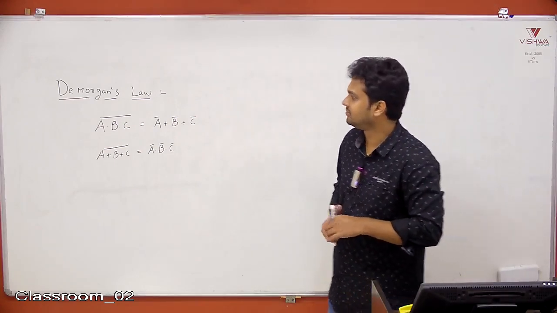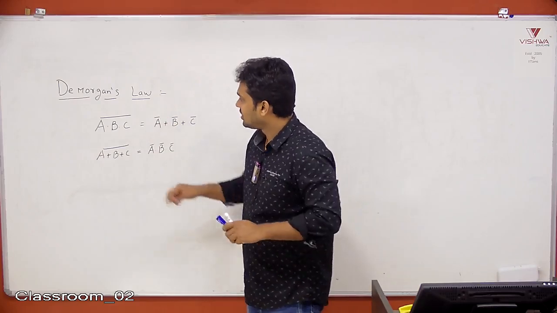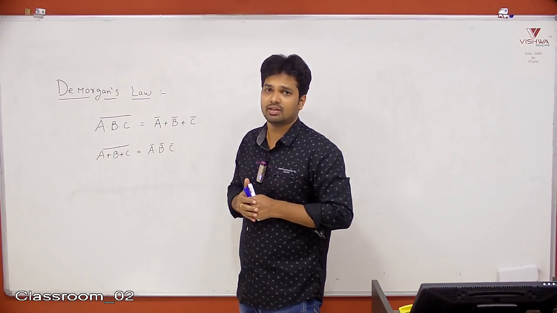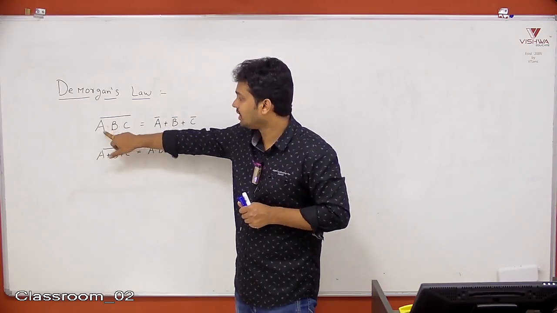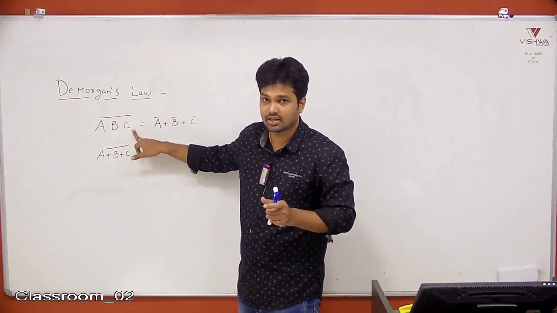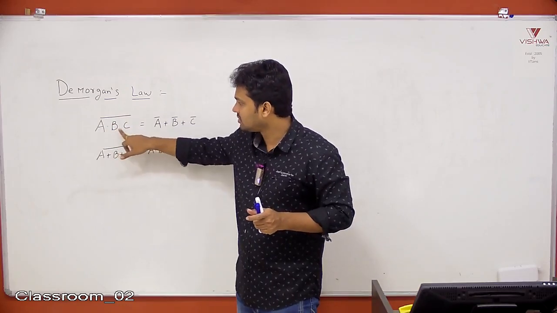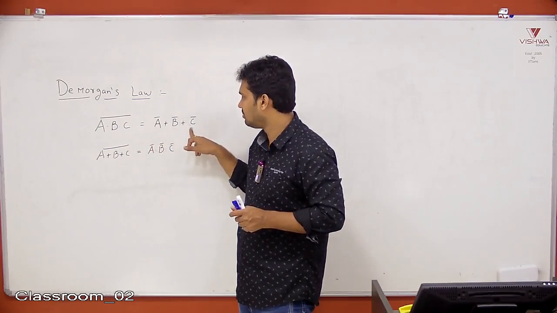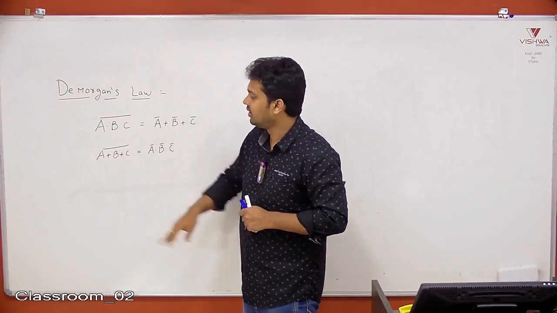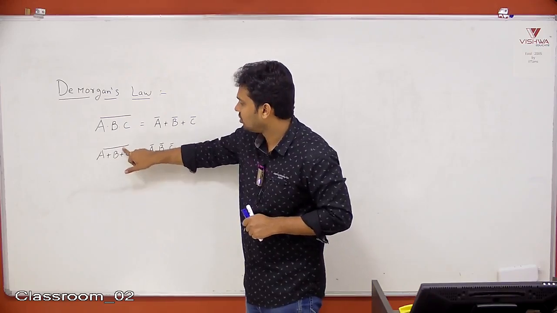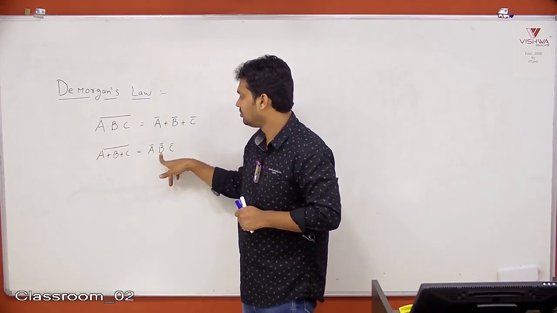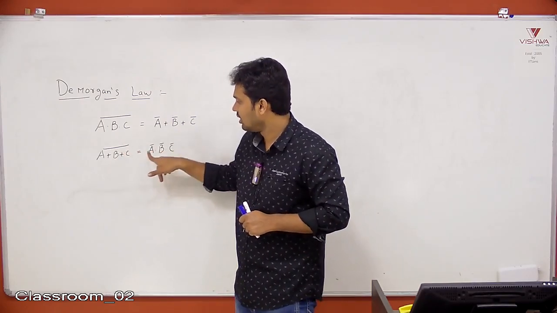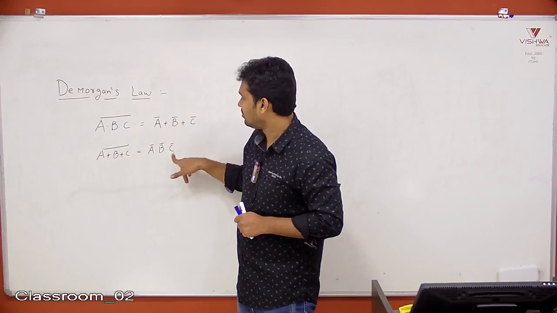See here. In De Morgan's law, what is ABC whole bar? ABC whole bar is nothing but A bar into B bar into C bar. Please understand. The product of ABC whole bar is equal to the sum of individual bars: A bar plus B bar plus C bar. Similarly, A plus B plus C whole bar is equal to A bar into B bar into C bar. A plus B plus C whole bar is equal to the product of individual bars.